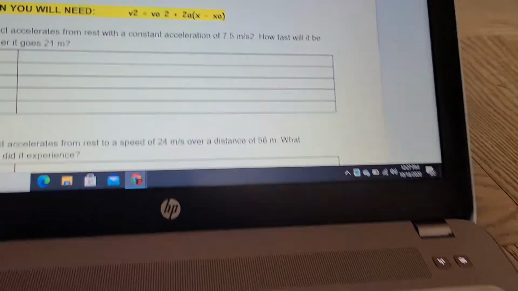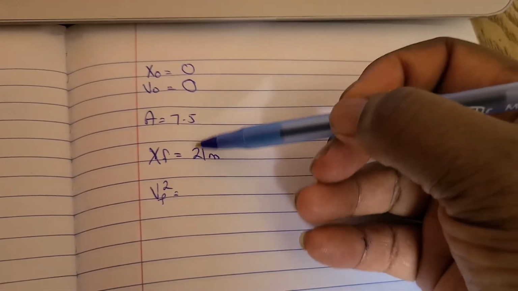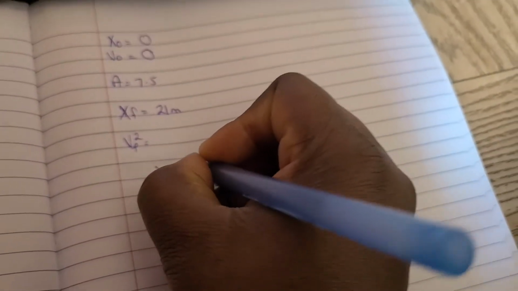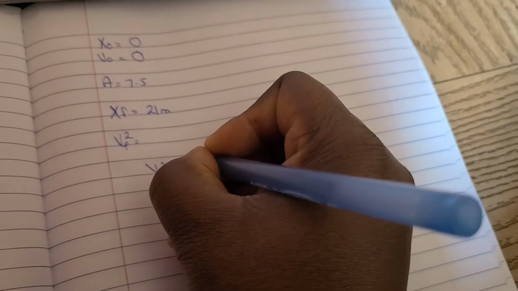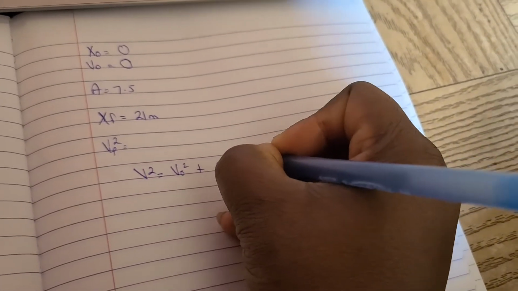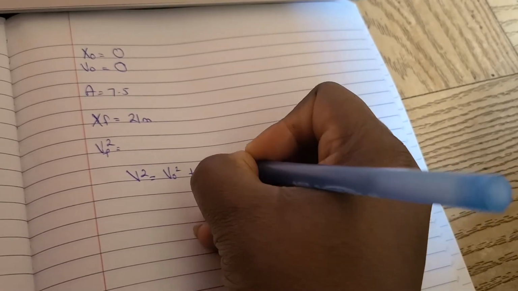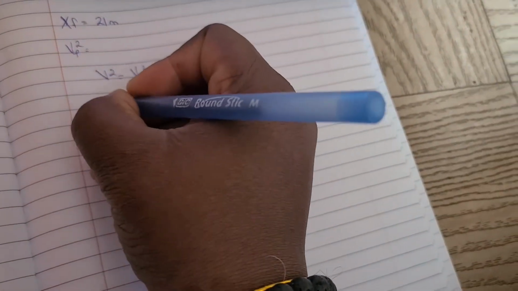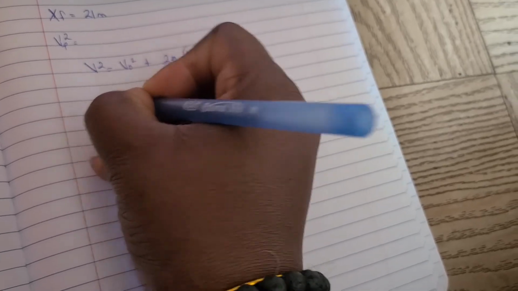Now that we have these variables and we know what we're looking for, let's make sure we understand the equation that we're working with. We're going to add that to the list. Make sure you guys are writing out that equation. Writing does help with memory, so make sure you are writing it out so that it is easier for you to remember moving forward. Now I'm going to plug it in. I don't know what VF squared is, so I'm leaving that as is.